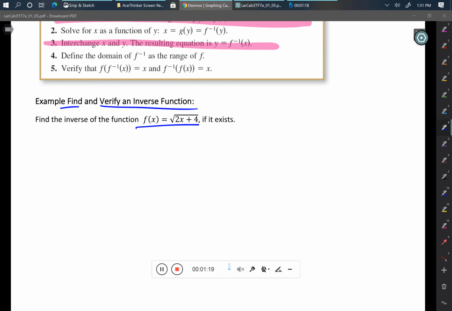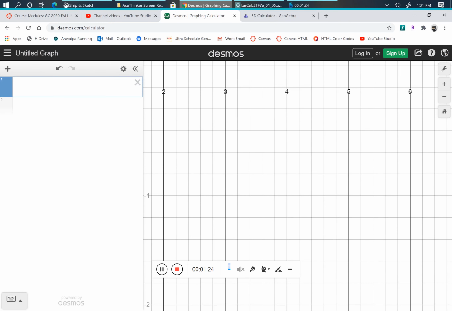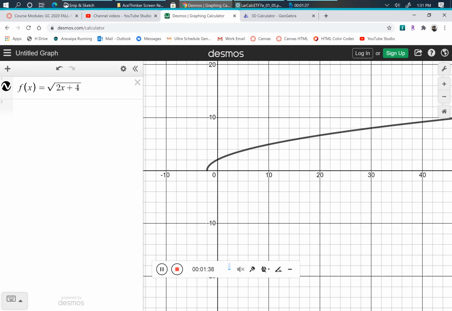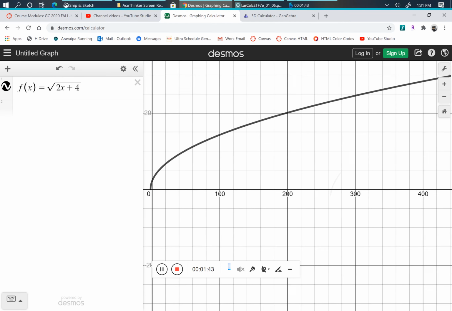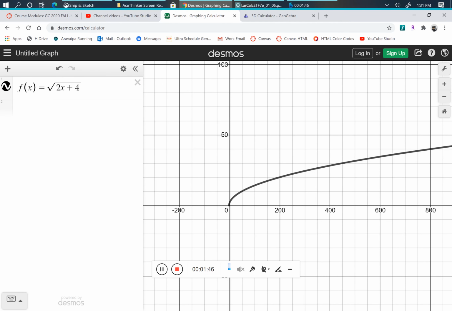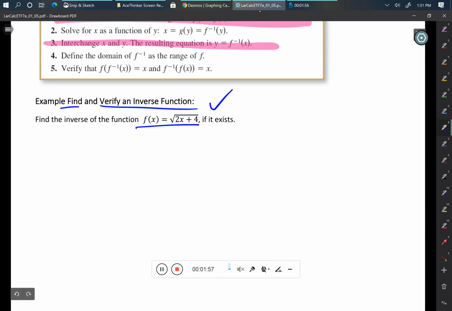And we have f of x equals, why did it go away? F of x equals square root of 2x plus 4. And so there's my graph. What do you think? Seems like as I go further and further out, that graph just keeps going up and up and up. Looks like it's going to pass that horizontal line test. I feel really good that this does have an inverse. I feel really good that this thing exists. So, step 1, yes, it does have an inverse.